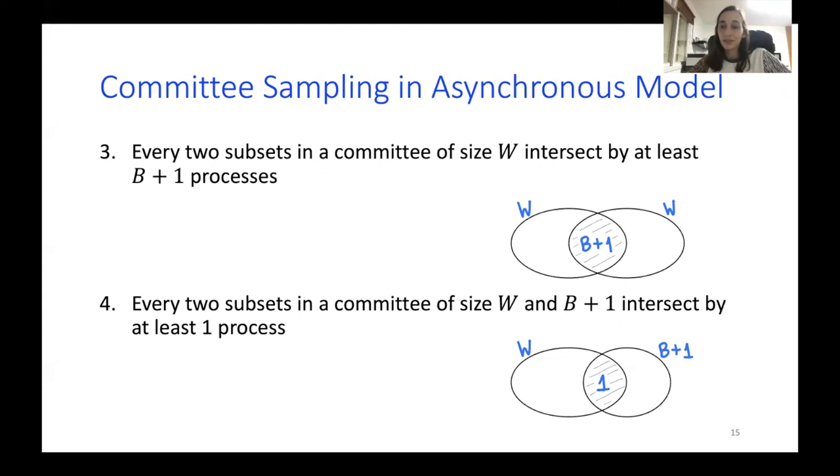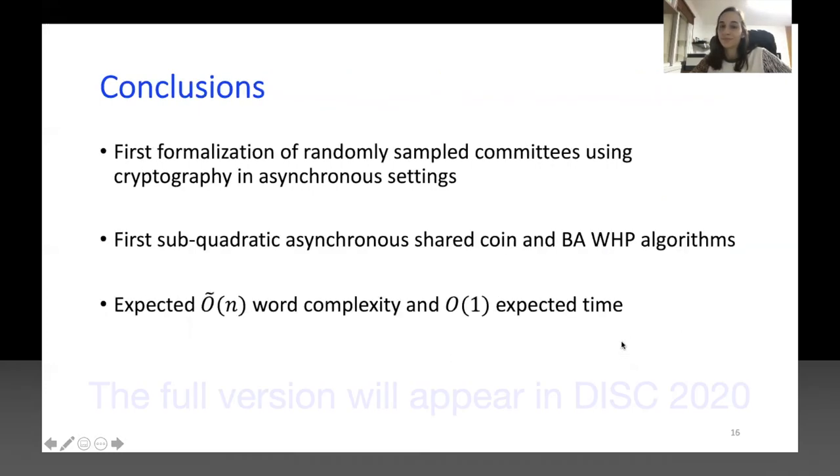But in order to ensure safety, we need to provide two other properties. The first is that every two subsets in a committee of size W intersect by at least B plus one processes, meaning there is at least one correct process in the intersection. The second property is that every two subsets in a committee, of size W and B plus one, intersect by at least one process.